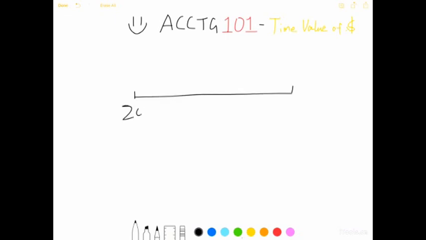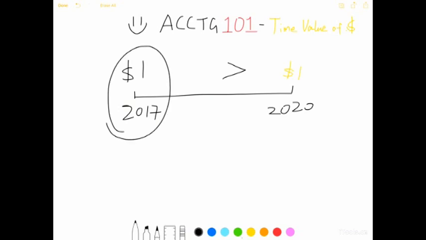I'm Kobe Huan and I'm going to explain to you today time value of money. So time value of money simply means $1 in the future is worth more than $1 right now. So let's draw a timeline to illustrate that. So the beginning, the present value 2017, which is this year, and compare the value in 2020. So the $1 in 2020 is definitely worth less than $1 right now.